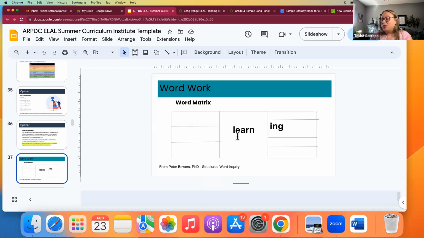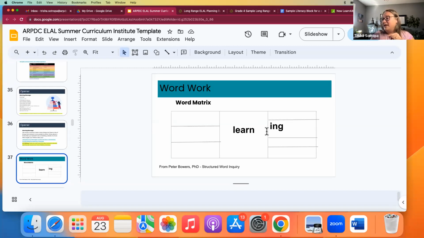There's a base word or a root word, the word learn, and then we could talk about what it means to learn, and we might come up with a class definition of the word learn. And then we would talk about the suffix that's added to it. So in this case, the suffix ing is telling us that it's happening right now. So it's not in the past and it's not in the future. It's a right now kind of word. And so the person is in the process of learning.